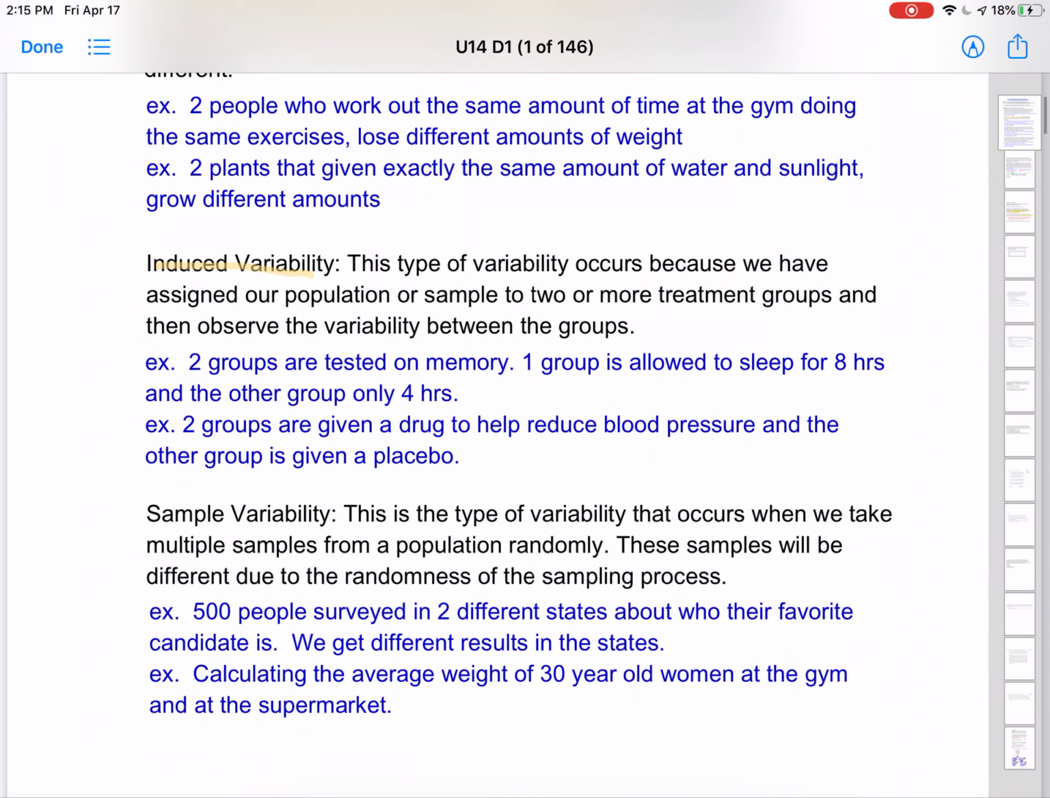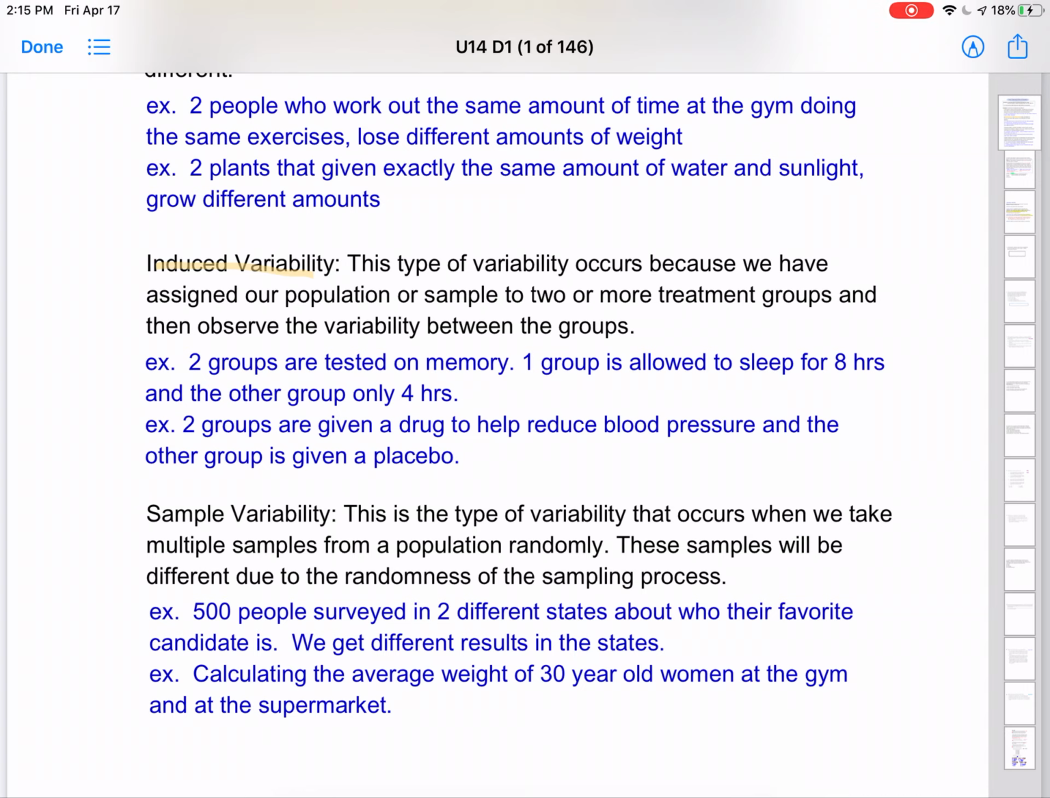Induced variability. This type of variability occurs when we have assigned our population or sample to two or more treatment groups, and then we observe the variability between the groups. So induced, I don't know if people have heard of it, if somebody's pregnant and maybe they're past their due date, they get induced. That means that they were just given medicine to make the body think that it's ready. So you're just forcing something to happen.